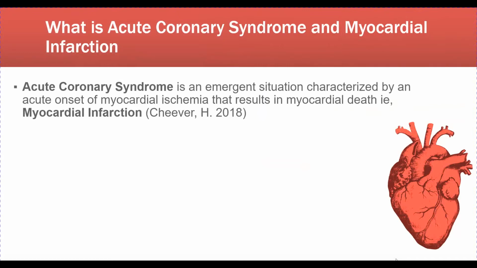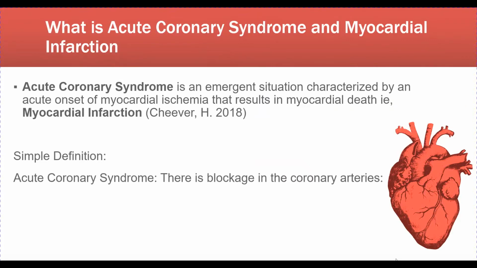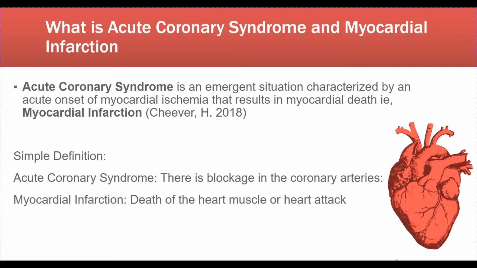Acute coronary syndrome is an emergent situation characterized by an acute onset of myocardial ischemia that results in myocardial death, also known as myocardial infarction. For a simple definition, acute coronary syndrome means there is a blockage in the coronary arteries, which will result in death of heart muscle or a heart attack, also known as myocardial infarction.